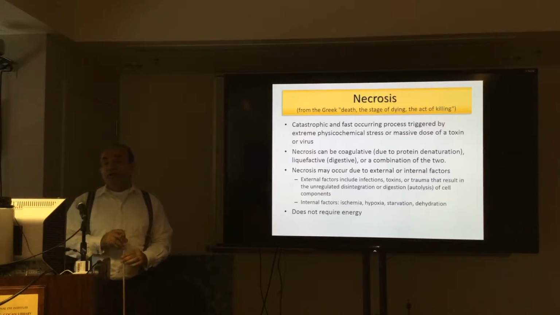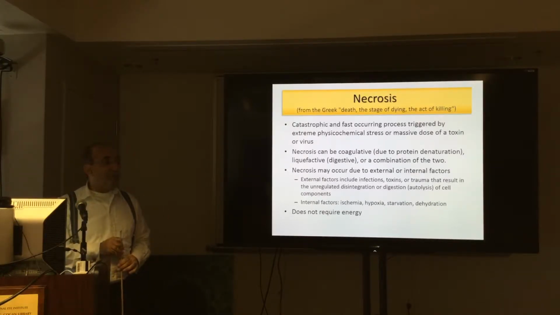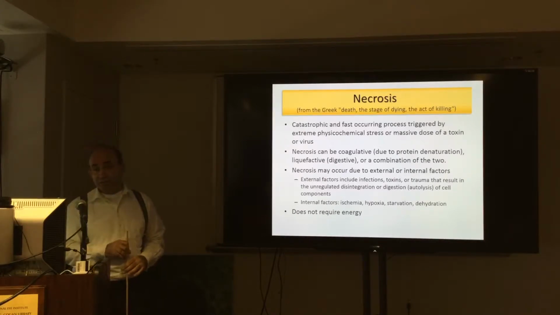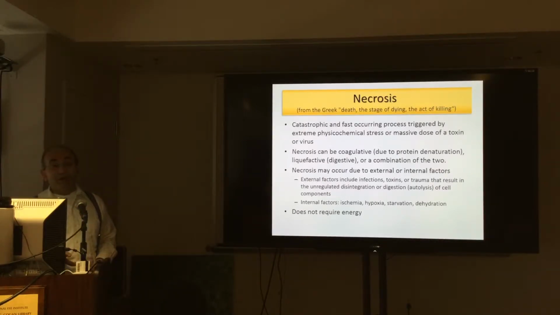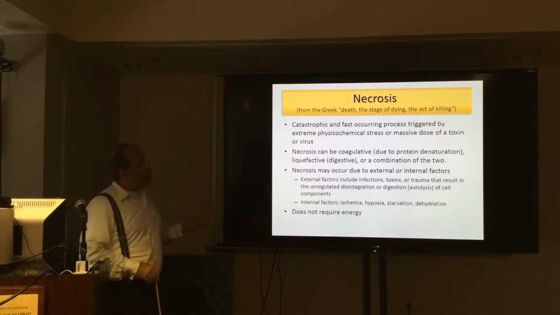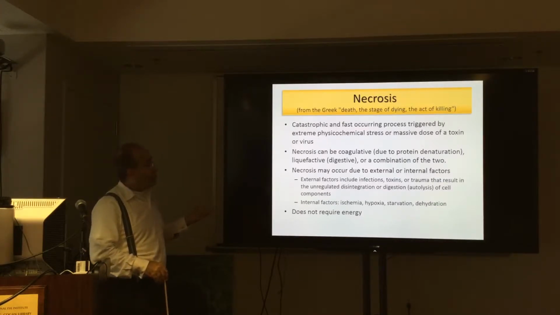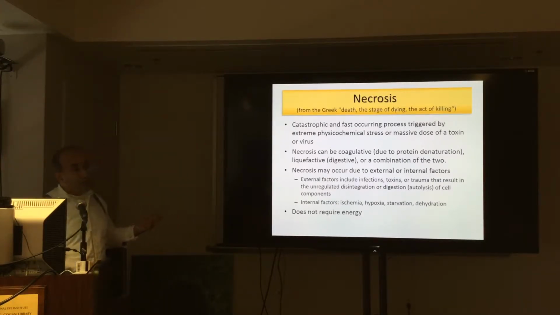One of the simplest types of death that could happen to a cell is necrosis. And this is different from necroptosis. It is induced by physicochemical stress, and it could be coagulative, basically due to denaturation of the proteins of the cell, or digestive, liquefaction, or a combination of the two. It can happen by external causes, like a virus, toxins, or trauma, or internal factors like ischemia, hypoxia, starvation, dehydration. And it doesn't require energy to happen.